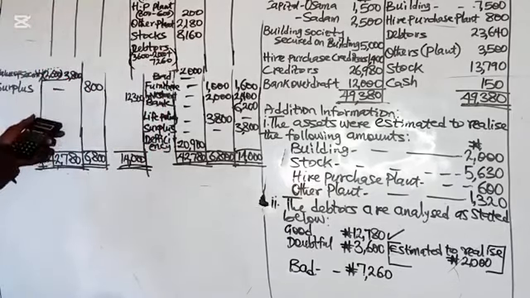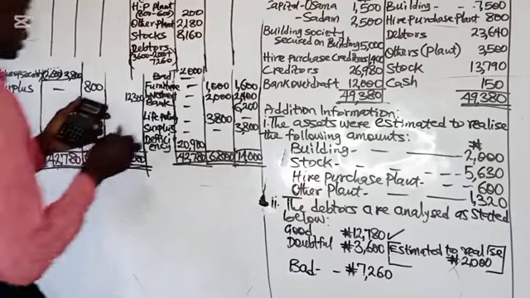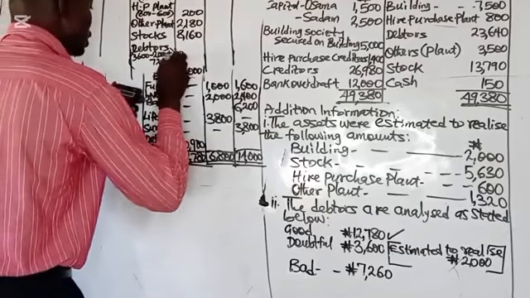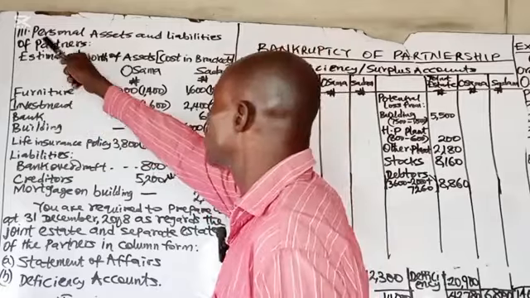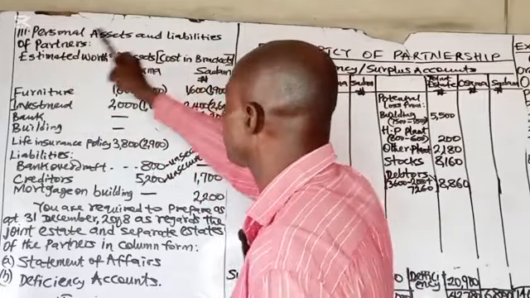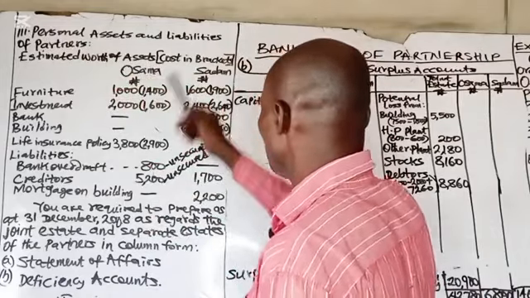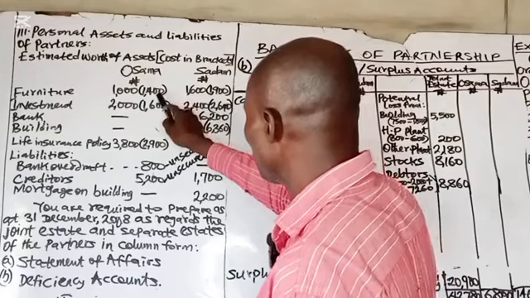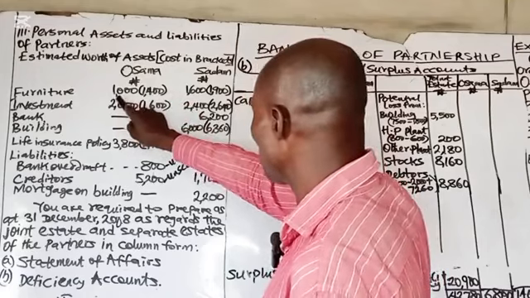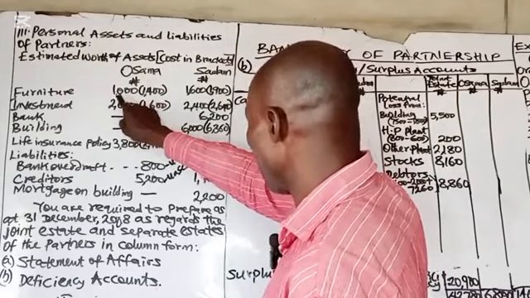3,600 minus 2,000, that is 1,600 plus 7,260. So we have 8,860. Note 3. Personal assets and liabilities of partners. Estimated worth of assets and cost in bracket. We have furniture. The cost is 1,400 and it is estimated to realize 1,000. That means it has a potential loss of 400.